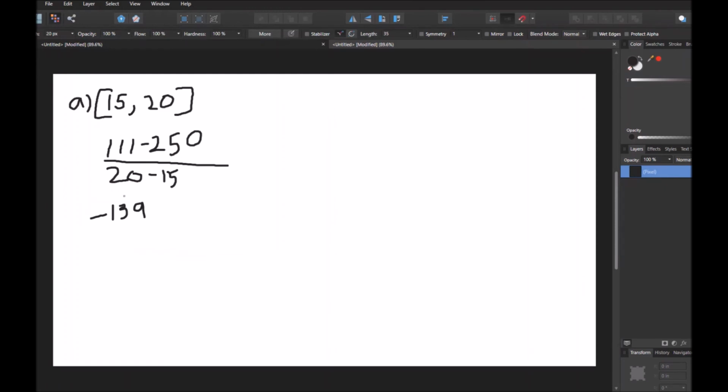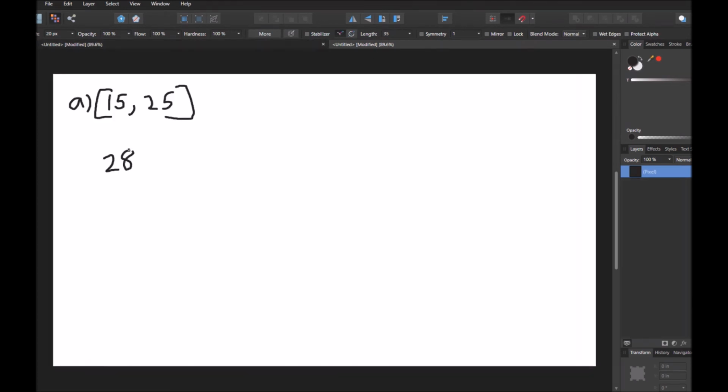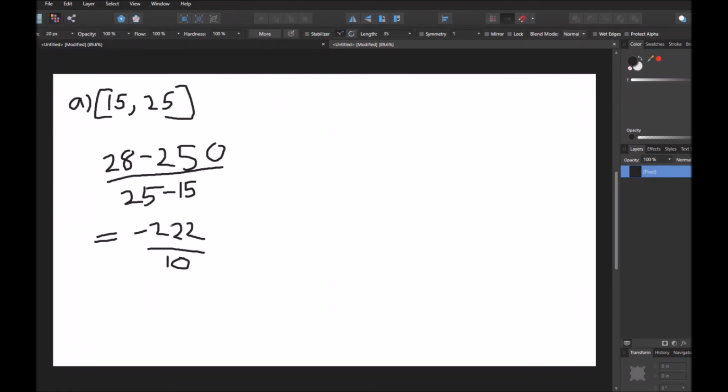And then I have the interval 15 to 25. So f of 25 is going to be 28. 28 minus 250 over 25 minus 15. So 28 minus 250 is going to be negative 222 over 10. And we can divide the numerator and the denominator by 2. So 222 divided by 2 is just going to be 111. So we have negative 111 over 5. So that's our answer for that one.